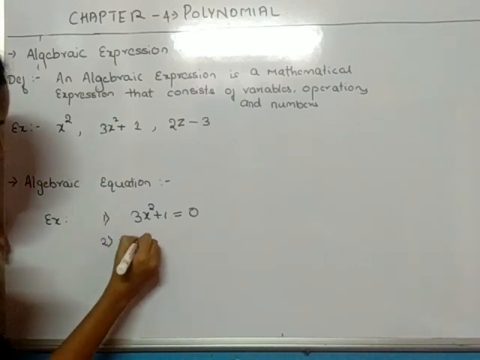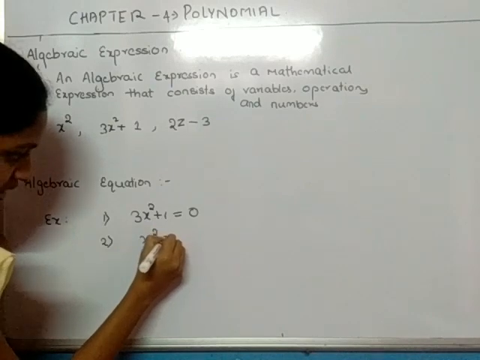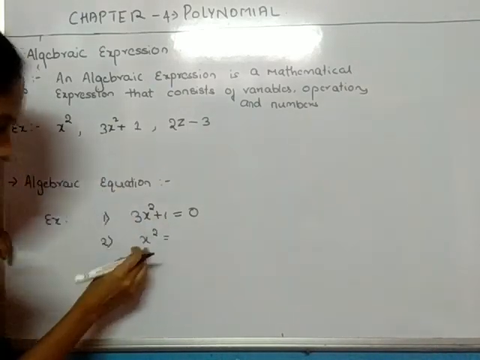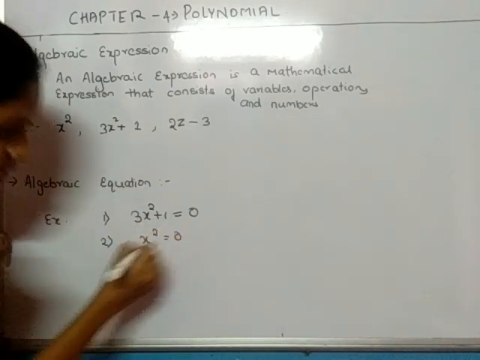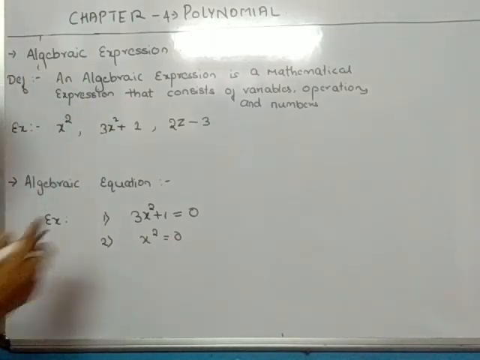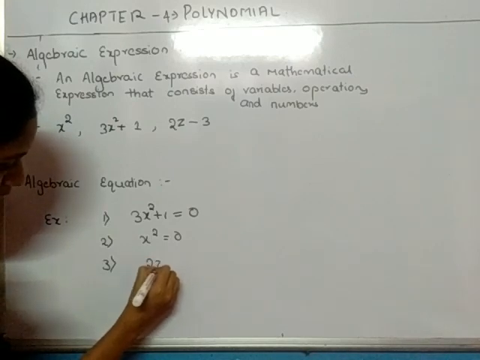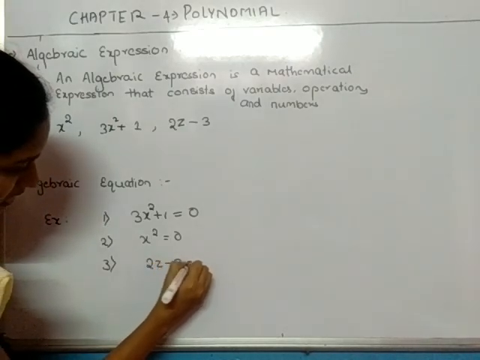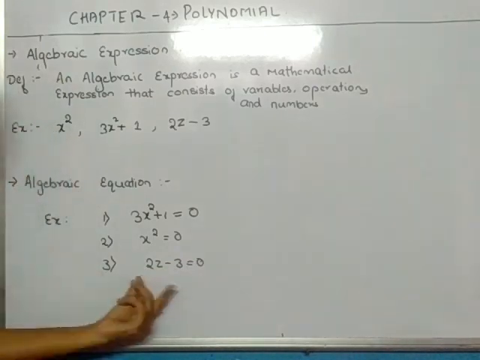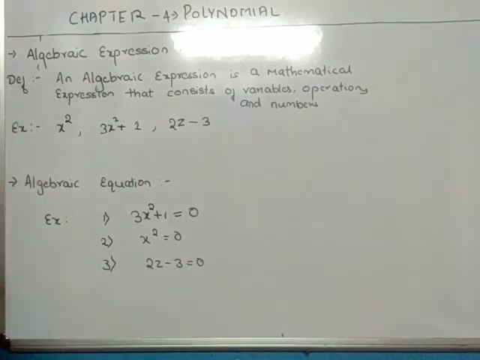One more example we'll take. Even x square is an algebraic expression or not? So I am going to equate this to a 0 or any real number. And the third example we'll take: 2z minus 3. Again I am going to equate this algebraic expression to a real number. This is the definition of an algebraic equation. I think students, these two definitions are clear for you.